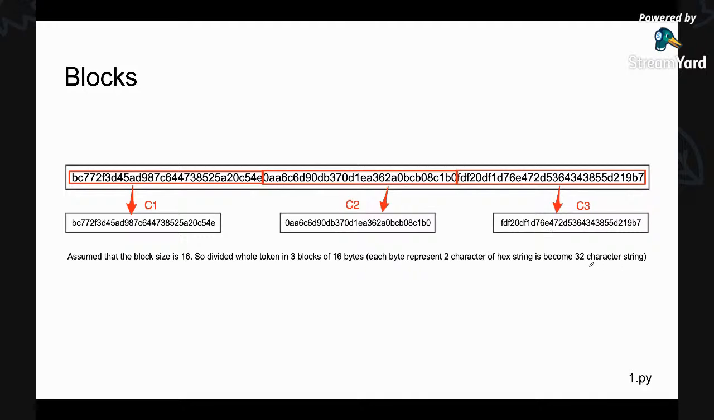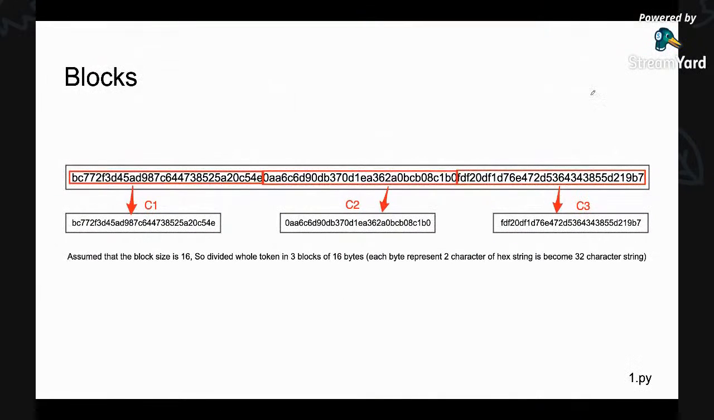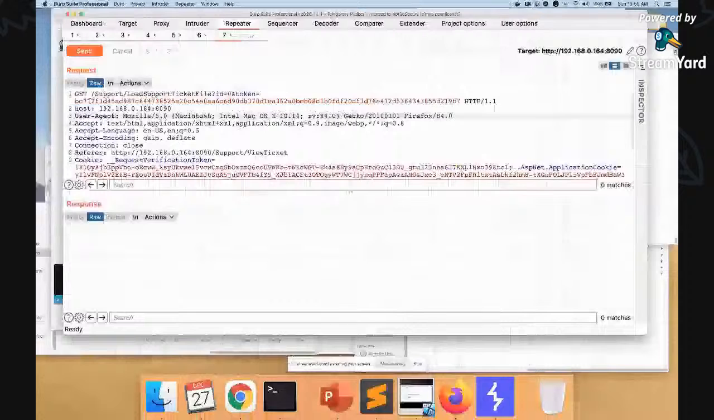Why have I created 32 characters? Because to represent a single byte in hex format, it requires two characters, from 00 to FF, that is 0 to 255. So I've divided the whole ciphertext into 3 blocks. Let me copy this.